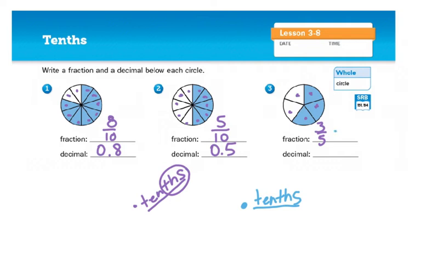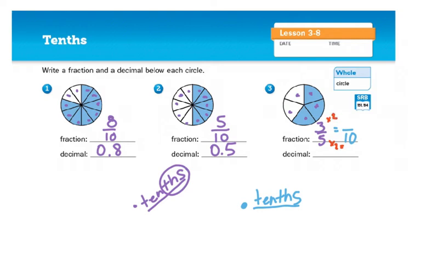So guess what I can do? I can change this to tenths so that I can write it as a decimal. I can't write a decimal when it's fifths. So I'm going to multiply by 2 on the bottom because 5 times 2 equals 10.